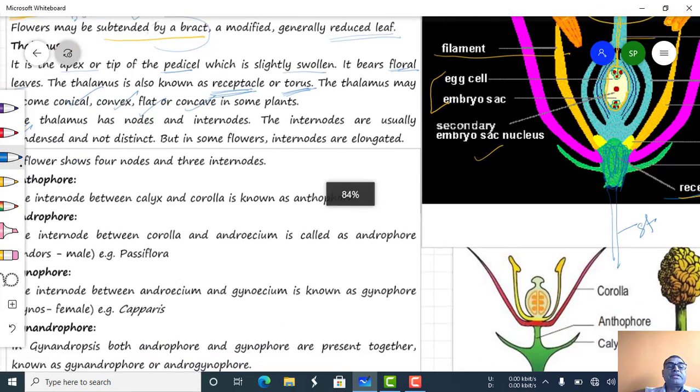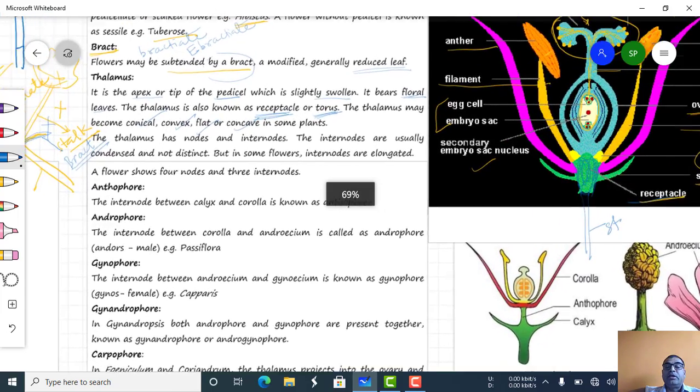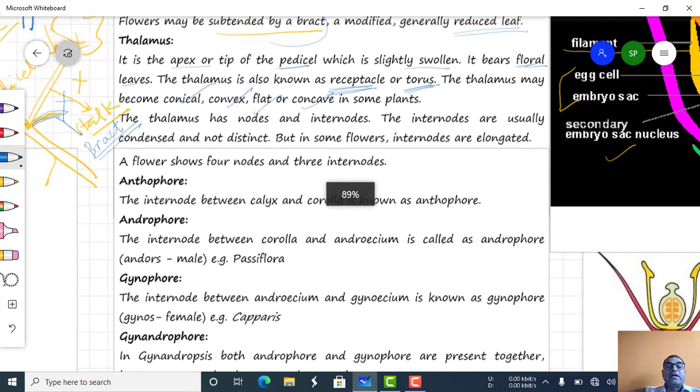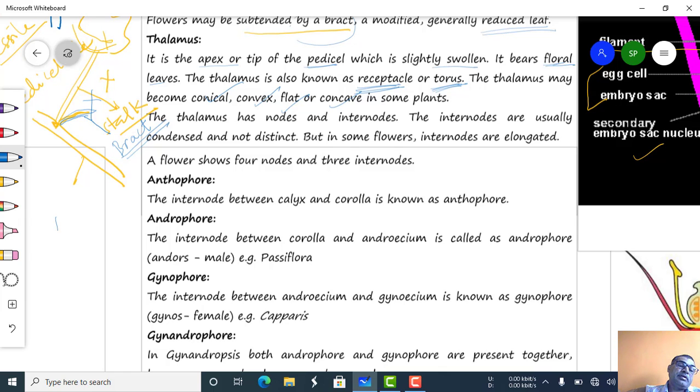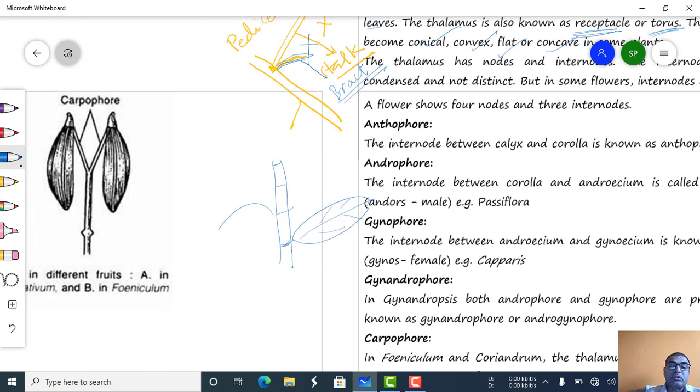Thalamus shows presence of nodes and internodes, as the flower is considered a modified stem. As you know, within the stem nodes are present. This one is the node, and at the nodal region you will observe such a vegetative leaf. If you observe the leaves present on the stem, these leaves are usually present at the nodal region.